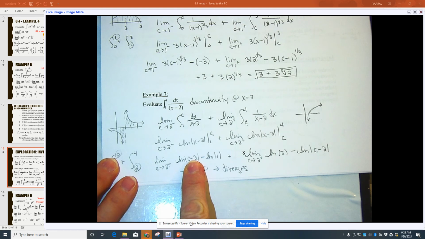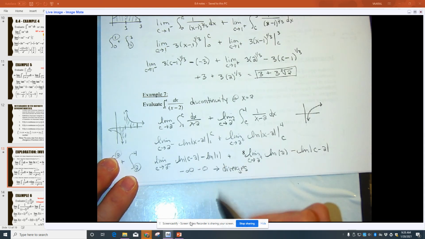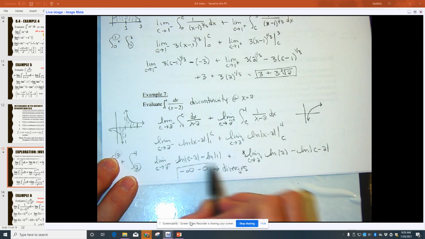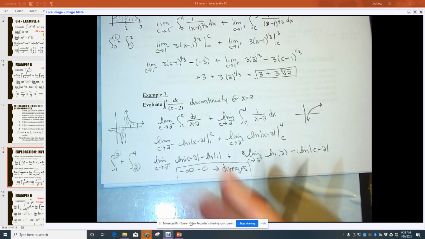Even if we got to it first here, I can stop. If you got a number here and got to infinity here, you could stop. Whenever you get to an infinity for your limit, you can say you diverge. So this diverges. Okay, one more.